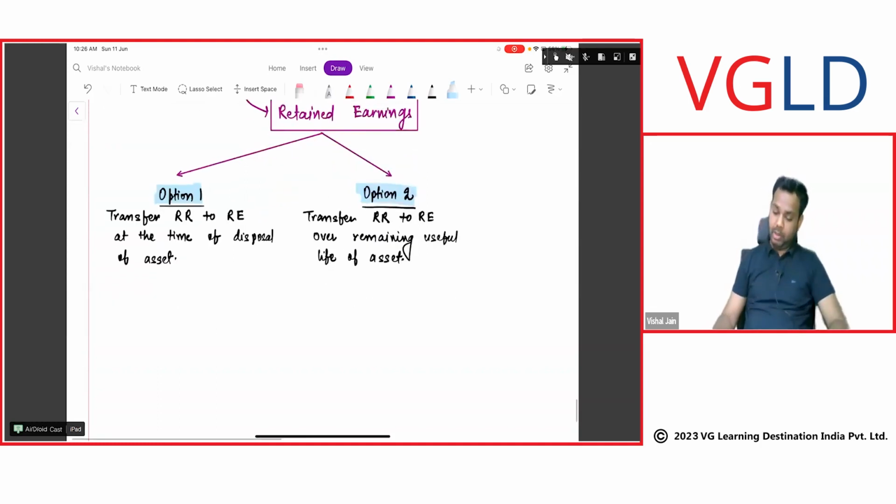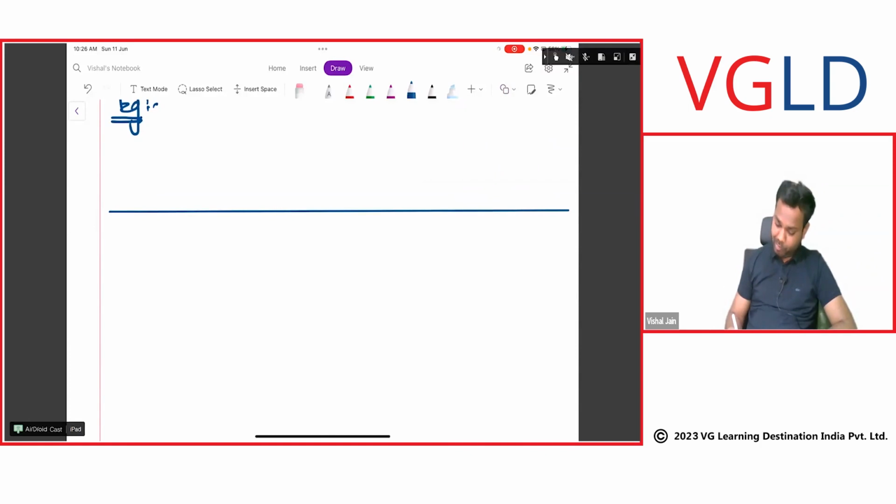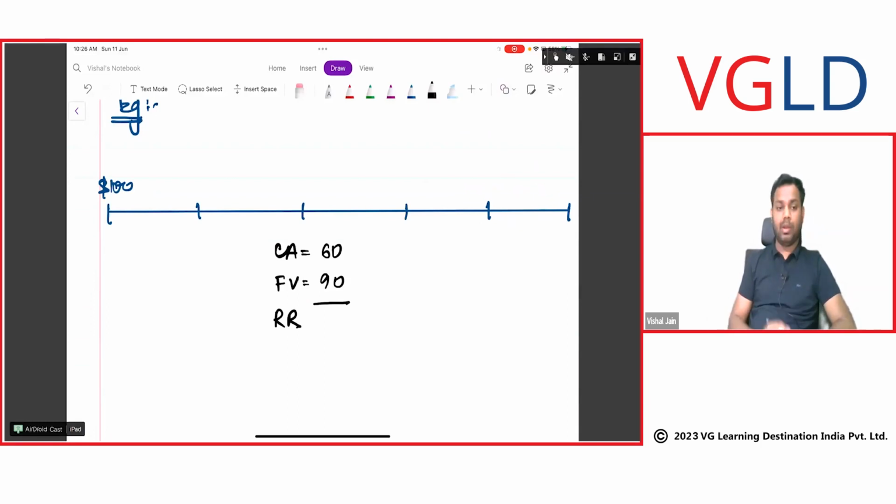Done. Now understand, let me give you an example. Let's suppose this is an asset which you have purchased for $100. The life is 5 years: 1, 2, 3, 4, 5. Now, what is the carrying amount here? 60. Now, let's suppose the fair value here is 90. So what is the revaluation reserve? 30. Very good.